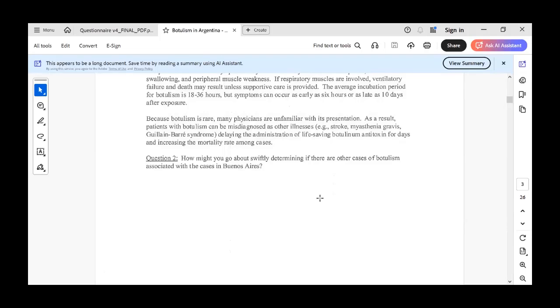Not only contacting the hospital, but you'd actually review the admission and emergency room logs for patients admitted with some of these neurologic conditions, stroke, myasthenia gravis, etc., and follow up to determine if botulism is a possibility. Anything else?